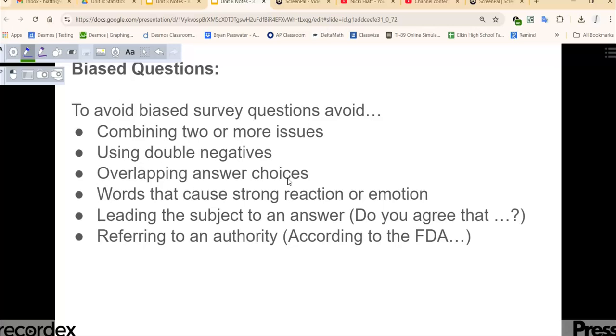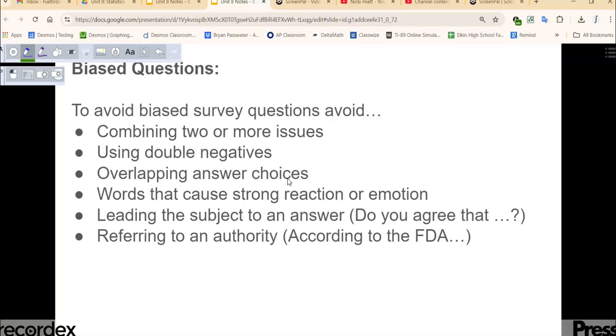So rather what they usually do now is they will just present like 2 possibilities for the calendars and ask for comment on those because there are certain laws for the calendar that we have to go by. You should avoid words that cause strong reaction or emotion. Anything that would lead somebody a certain way to answer the question. It's not a good idea to lead the subject to an answer, so you shouldn't really ever ask in a question, do you agree that, or do you not agree, because you are kind of leading them to answer the question.